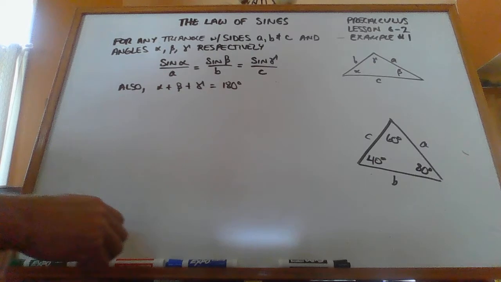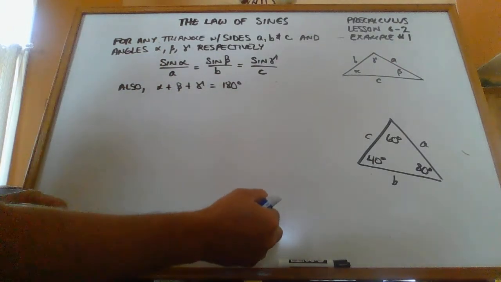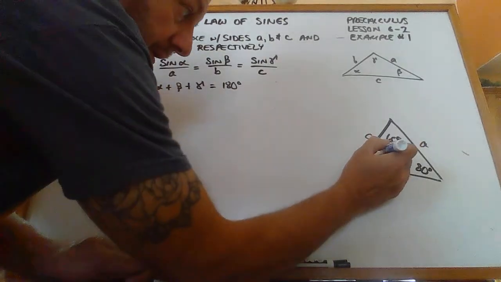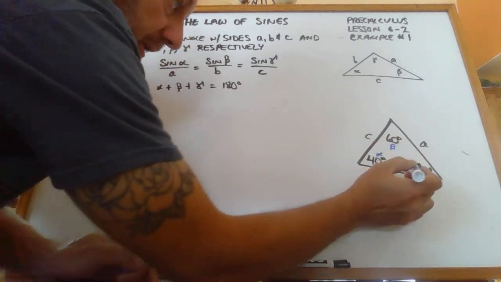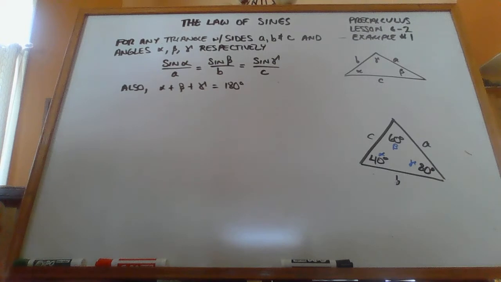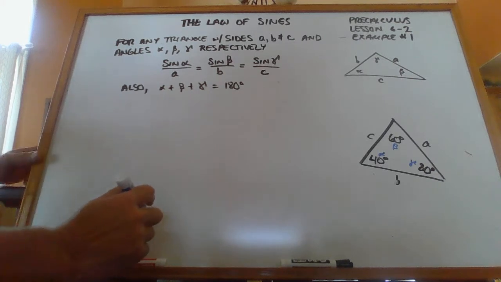Okay, so what we're going to do is we're going to take this triangle right here, sides A, B, and C, so alpha would be 40, and beta would be 60, and gamma would be 80. And it's probably a good idea to label your triangle every time so that you have everything arranged okay.